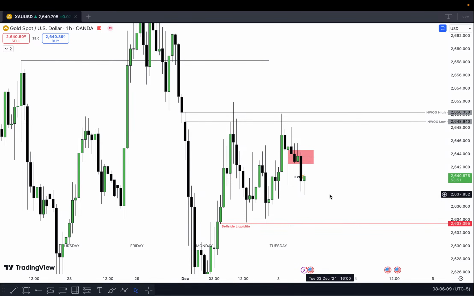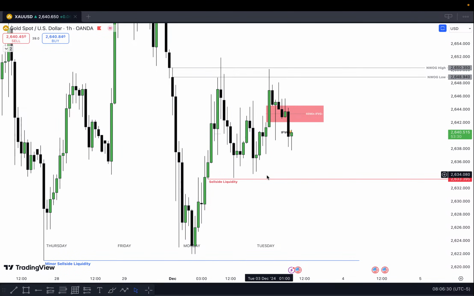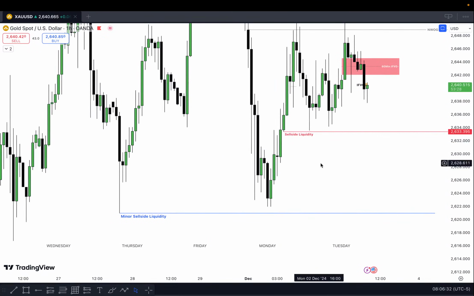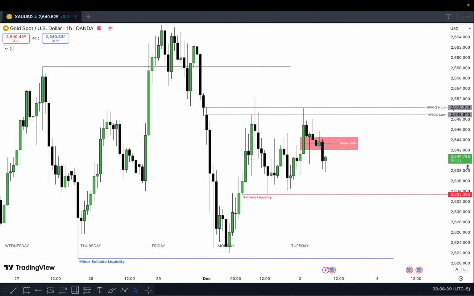Okay, the primary focus here is this H1 inversion gap. This is a 60-minute IFEG, and we have displaced lower, and it will reject the price. This sell side liquidity pool is beautiful here. Okay, absolutely stunning sell side liquidity, and then this sell side liquidity. So my target is all this sell side liquidity for the next few days.